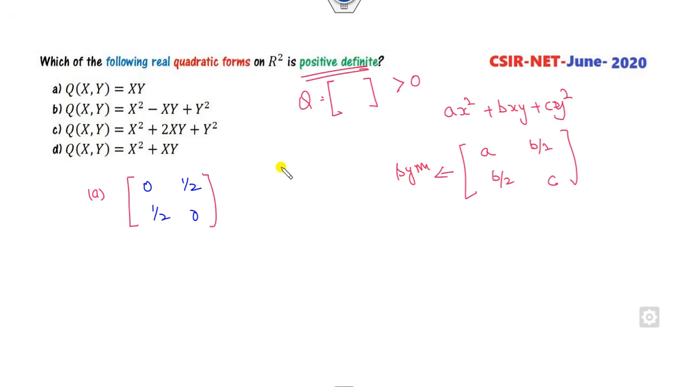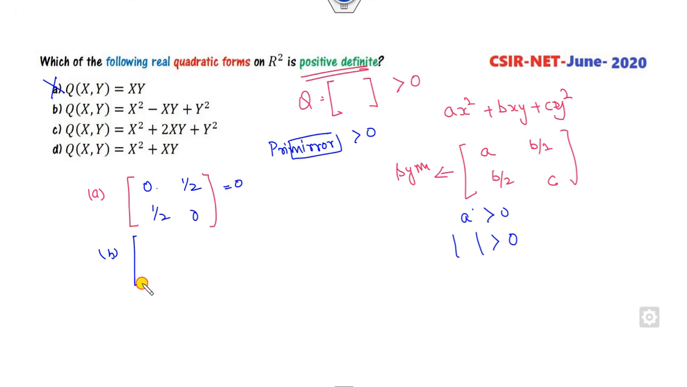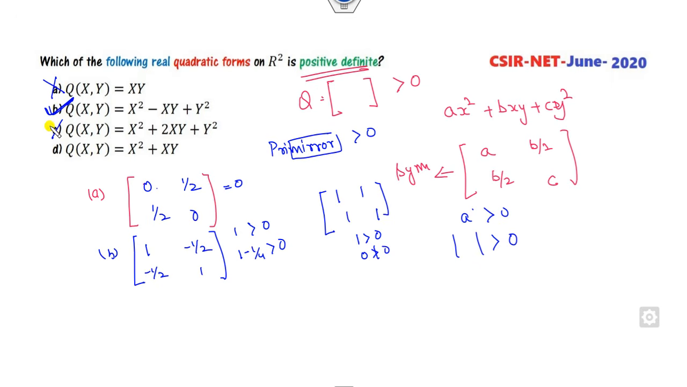Or you can find the principal minors. If the principal minors are greater than 0, the first principal minor, the first value, must be greater than 0, and the determinant of them must be strictly greater than 0. But the first value will be 0, so the first option is cancelled out. Look at how you can write the matrix: 1, minus half, minus half, 1. The first value is 1, greater than 0. Second is 1 minus 1 by 4, which is greater than 0, so it is the right answer. Look at the third pair: 1, 1, 1, 1. First value is 1, greater than 0. Second is 0, which is not greater than 0, so it is cancelled out.